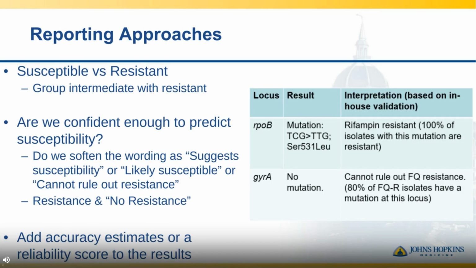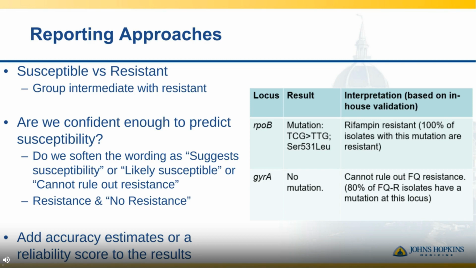And I guess the last question that we have, so we're working through the methods, the predictions, the analysis, is, how do we report these results appropriately to positively impact patient care? In general, we've been approaching these results as susceptible and resistant categories and grouping the intermediate with the resistant category. However, the question comes up, are we confident enough to predict susceptibility?